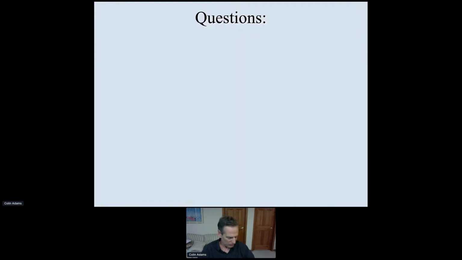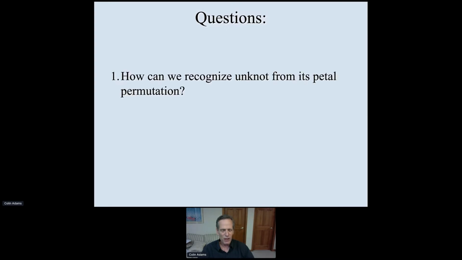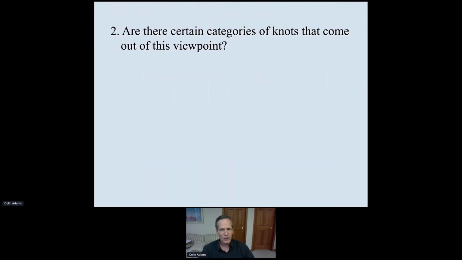So some final questions real quick. How can we recognize the unknot from its petal permutation? So that's an example. This happens to be a petal permutation for the trivial knot, but how do you tell that? Are there certain categories of knots that come out of this viewpoint? It seems like n-1 torus knots play a very important role here, but there would be other categories.